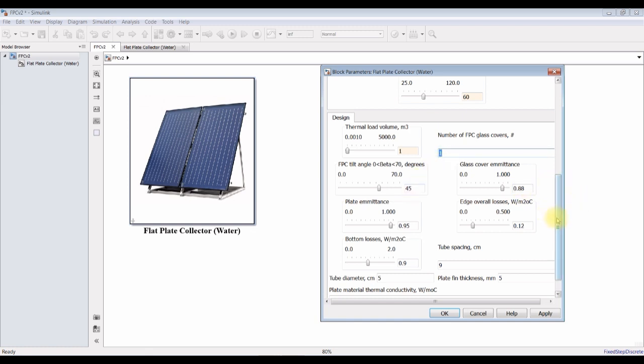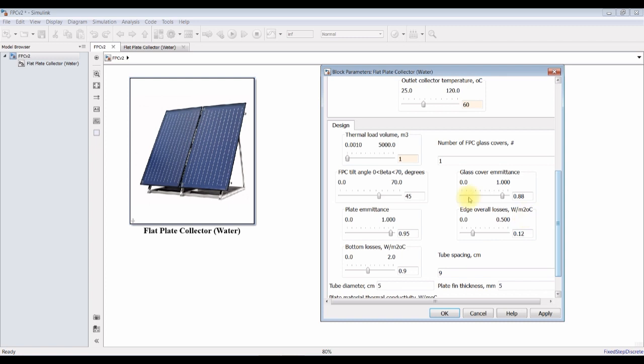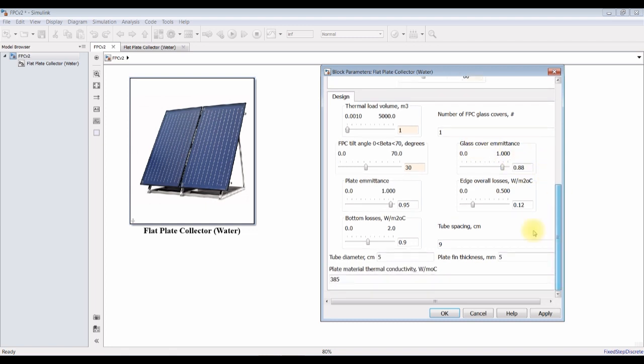Is there some kind of flat plate with double glass cover or something like this? Tilt angle, I will keep it at, let's go for 30 degree tilt angle. Yes, this is glass cover emittance, plate emittance, 0.96. Okay. We can control edge overall losses, and bottom losses. I'll keep these unchanged.